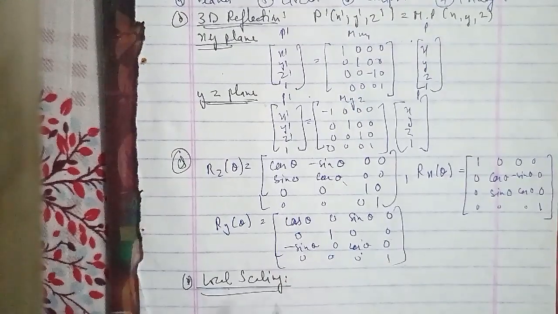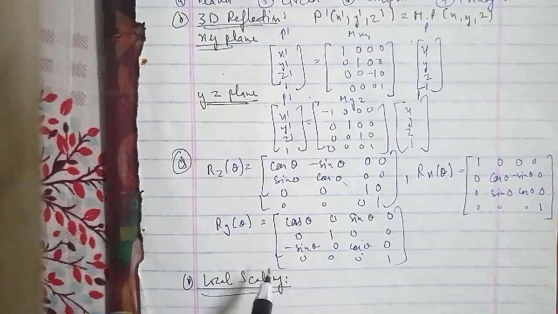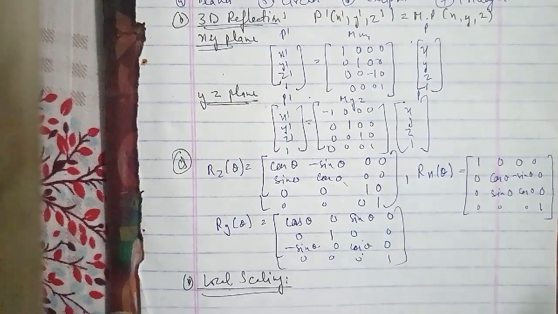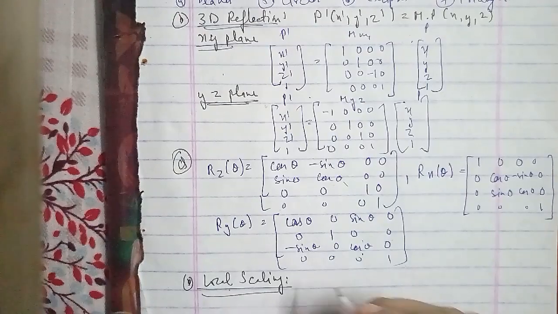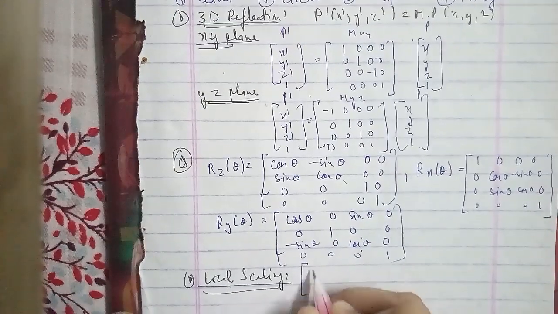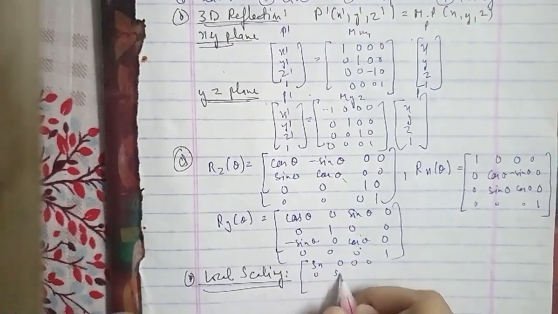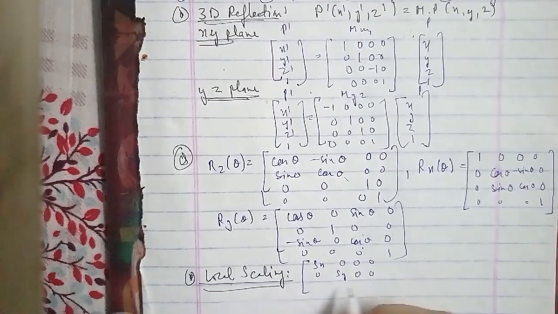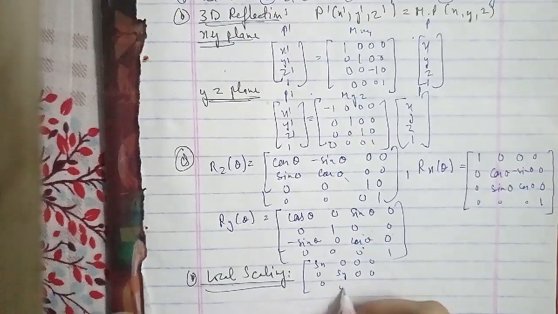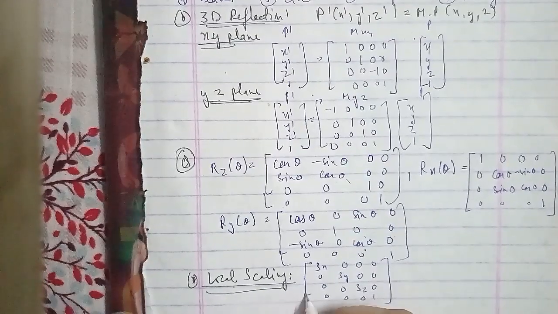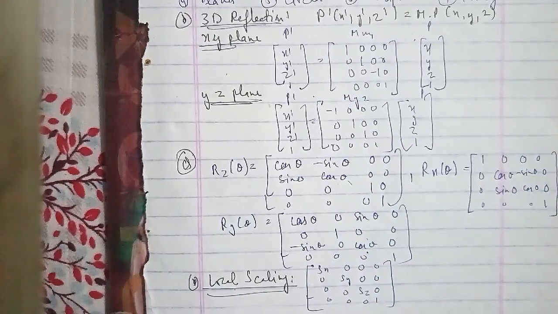In local scaling, the homogeneous factor w is equal to 1. The general form of the local scaling matrix is as follows: sx 0 0 0, 0 sy 0 0, 0 0 sz 0, and 0 0 0 1. This is known as local scaling.